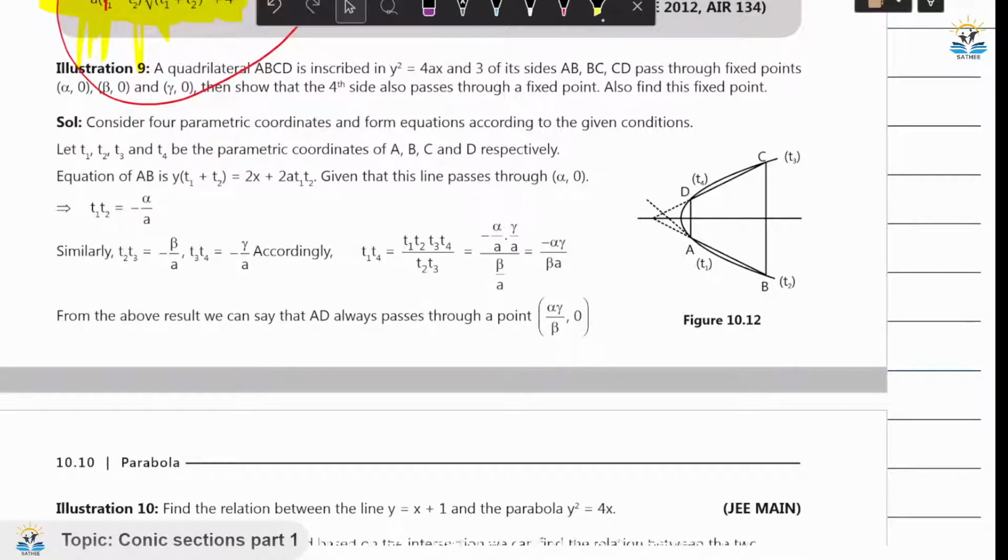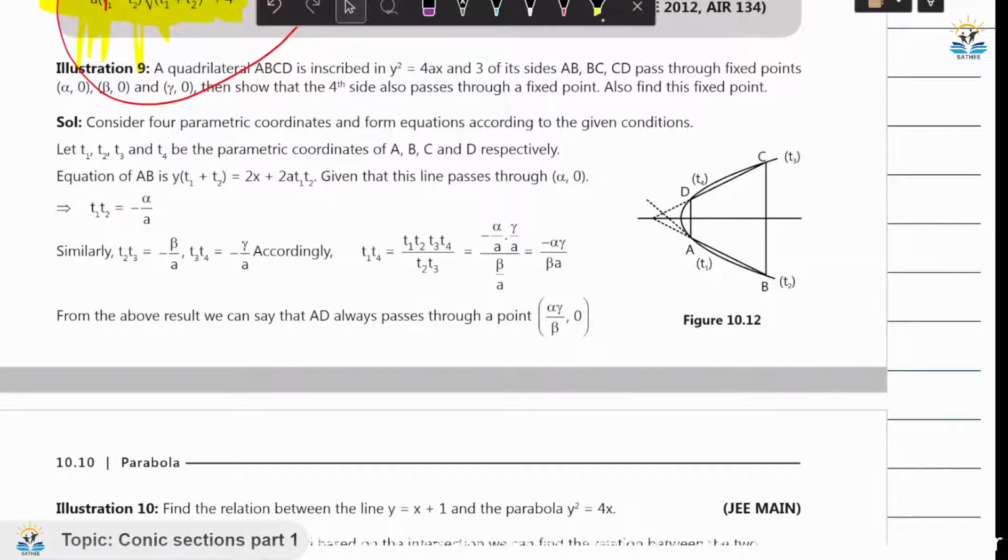So again, moving towards the question, what do we have? That we have a quadrilateral ABCD and it is inscribed in y² = 4x. Three of its sides AB, BC, and CD pass through fixed points. Show that the fourth side also passes through a fixed point. Okay. So consider four parametric coordinates, form the equations accordingly, and apply the given conditions. Okay, so we have four parametric coordinates t1, t2, t3, and t4.